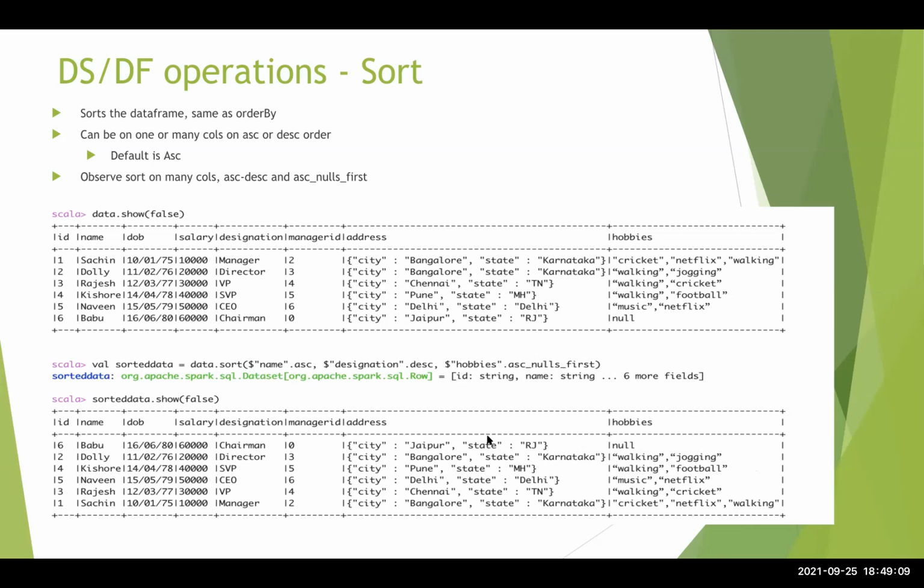This example is not a true representation because for this last thing to work, we should have had multiple people with the same name, then you would have seen it. But at least you get the idea. You can do sorting on multiple columns, each column in a different order, ascending or descending, and both ascending and descending can have nulls first, so that nulls in that column appear first.